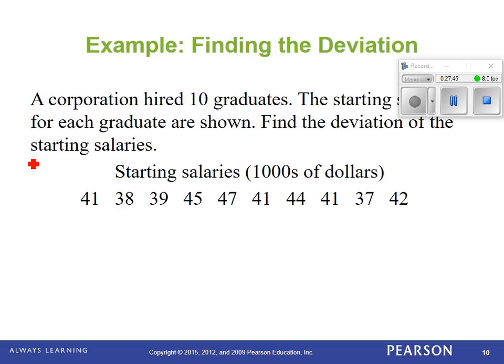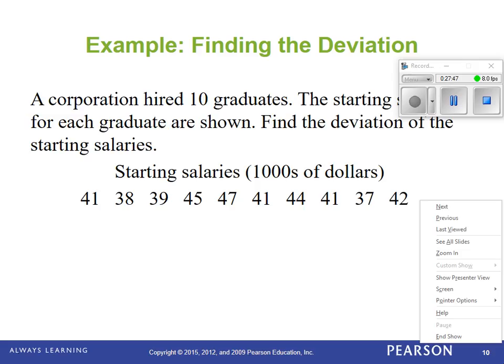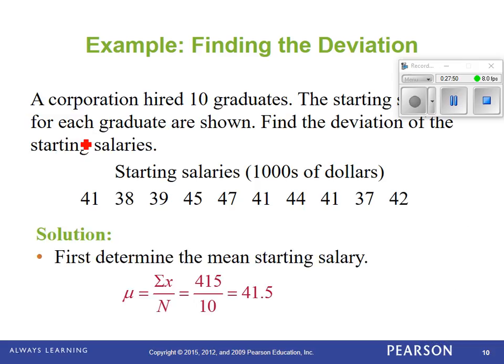A corporation hired 10 graduates, so we just went over this problem. We find the mean: add them all up, divide by how many of them there are. Notice here, and we're going to talk about this in a minute, they use the capital N. They use the capital N because we're dealing with a population. That's all 10 of them that they hired. It's not just a sample. That's their whole group that they hired. They found the mean.